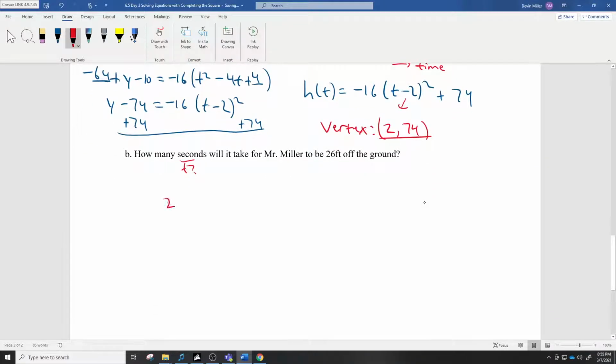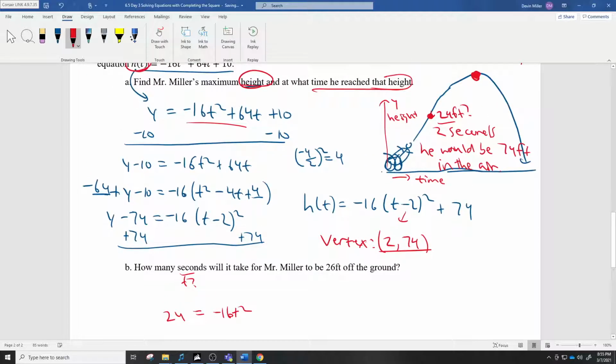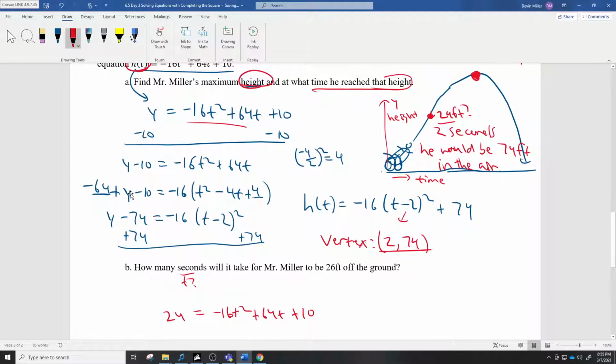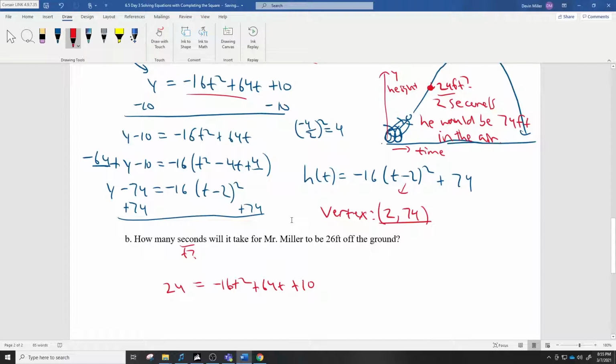Seconds we don't know. But we know the height, this side of the equation, is 24. So I'm going to plug that in. 24 equals negative 16 t squared. What else do we have here? Plus 64t plus 10. So I'm going to go through most of the exact same steps as I did before, but the only difference now is that instead of having y here, we're actually going to solve it once we get down to this point here. So you'll see how that changed. Not much is going to change. I'm going to copy most of the stuff down because it's the same kind of steps.